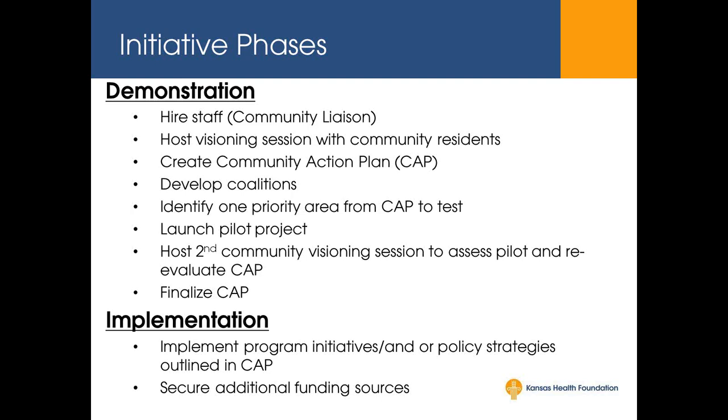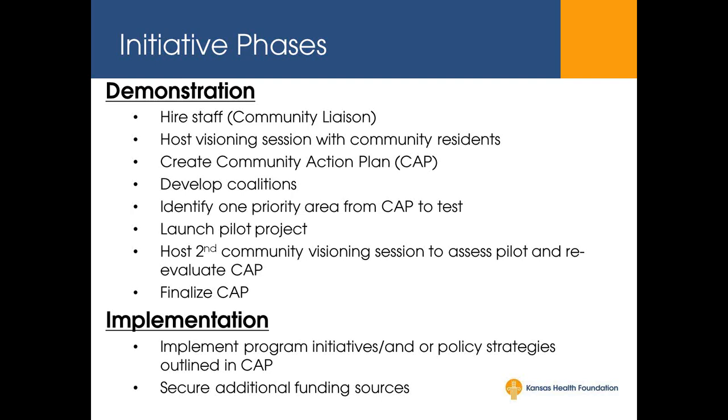And then you would host your visioning sessions with community residents. This is where you discuss the vision for a healthier community, you identify the priorities that you would like your community to work on, and then you would create your community action plan. You would then develop coalitions. Who are the key stakeholders on the ground who can help realize your vision? Who should be at the table? And then you would identify one priority area from your community action plan to test.